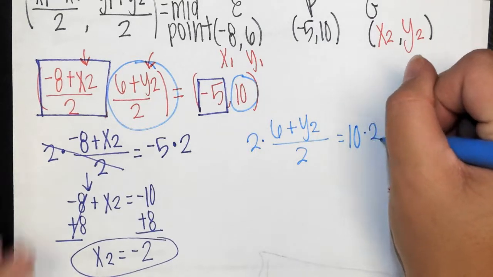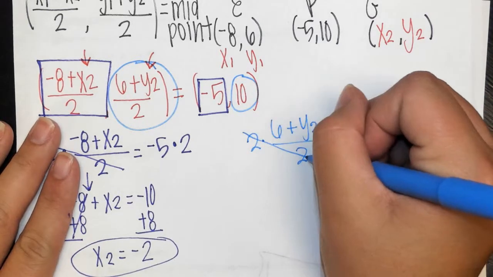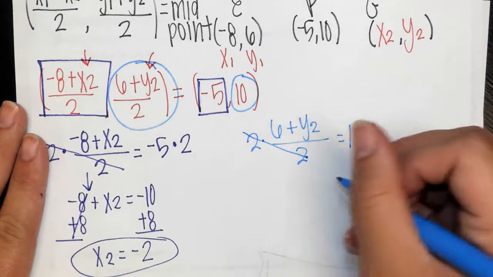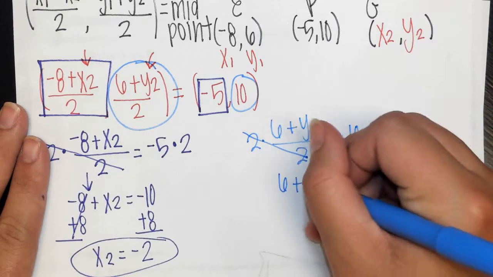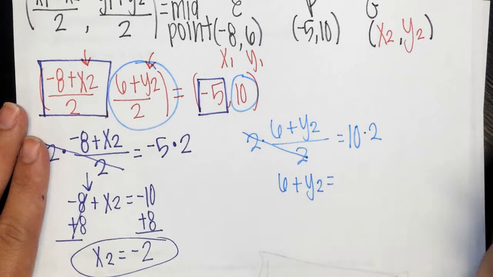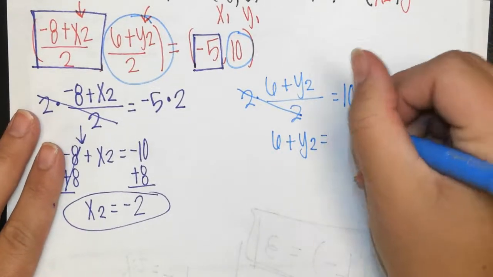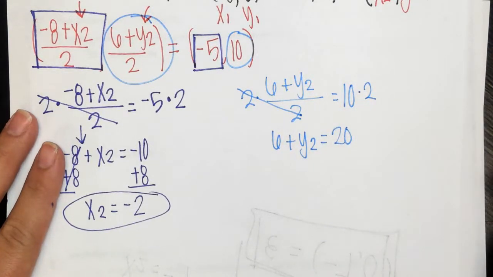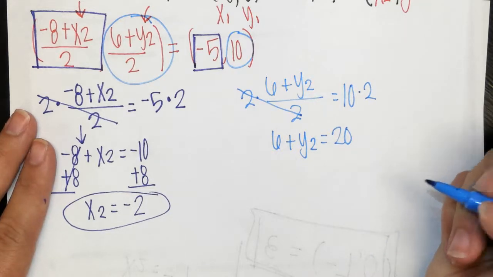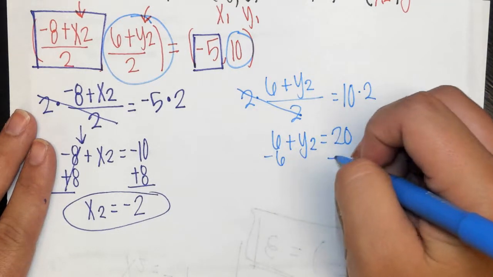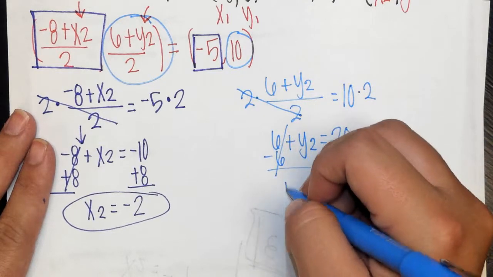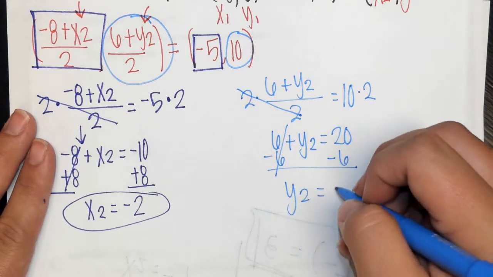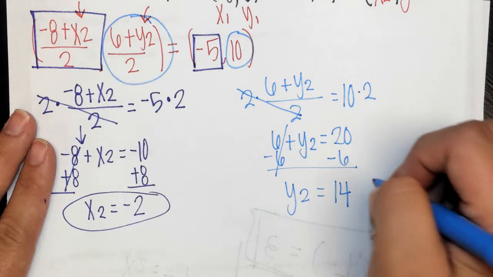Multiply each side by 2. This cancels. 6 plus y sub 2 equals, what's 10 times 2? 20. Then what? I heard it. Good. Subtract 6. So y sub 2 is equal to 14.